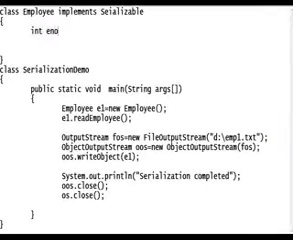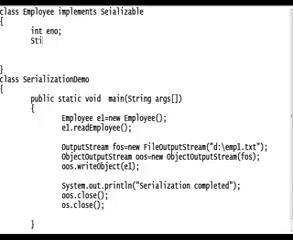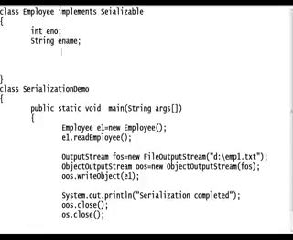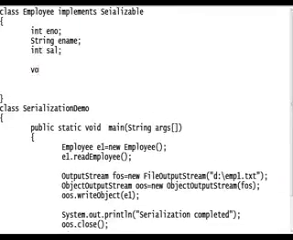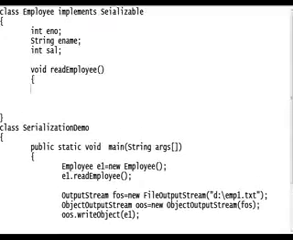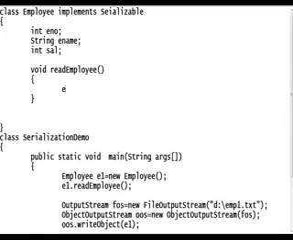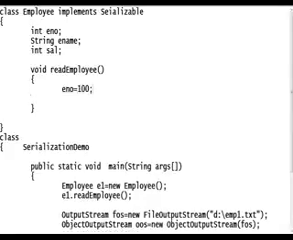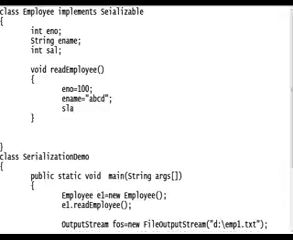What are the values required? Now I want to take employee number, a String ename, and if you want to store salary, take salary also. Now void readEmployee. I will take the method name as readEmployee. This is for reading employee details. Now we enter the employee details: eno equals 100, ename equals abcd, and salary also.